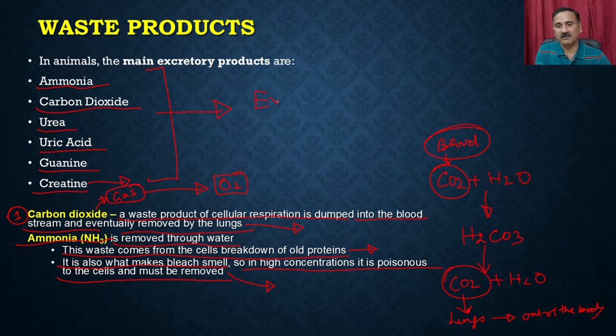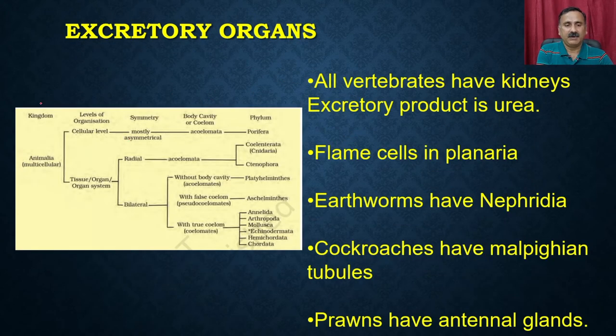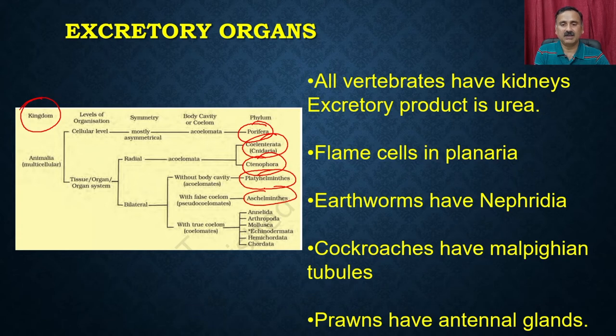we should also have different types of excretory organs, right? Because the same type of organ cannot handle all these types of waste products. I'm sure you might have seen this when we were discussing classification, where we discussed the different types of organisms, whether they are present in porifera, coelenterata, ctenophora, platyhelminthes, aschelminthes, annelida, arthropoda, mollusca, echinodermata, or the chordata, and within the chordata we have the vertebrata and so on.